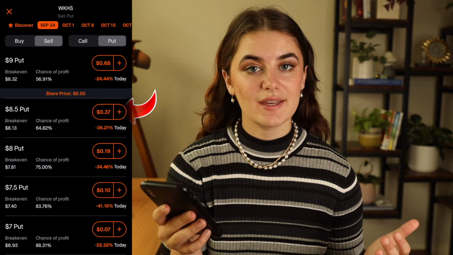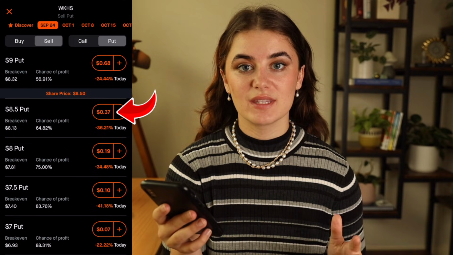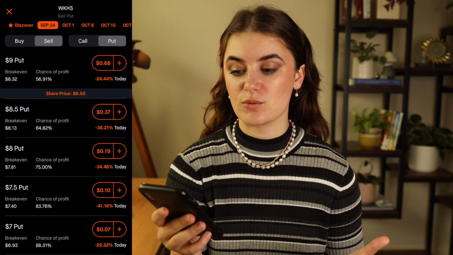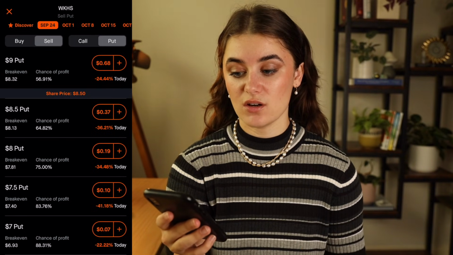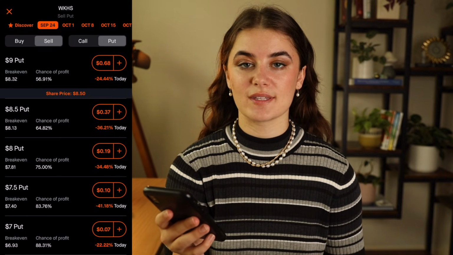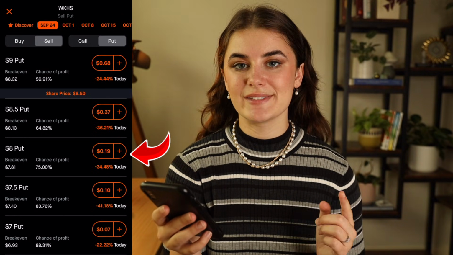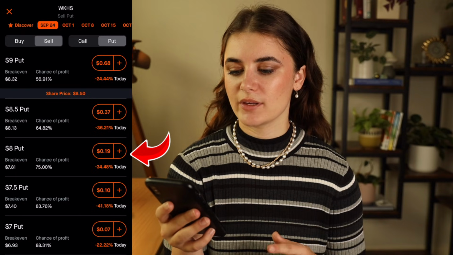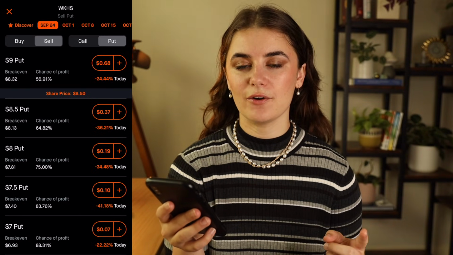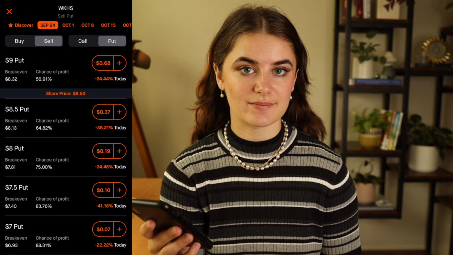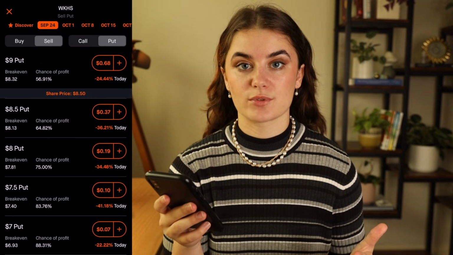And the number on the right is what we call the options premium. This number multiplied by 100, because each options contract is equal to 100 shares of the underlying stock, is what we're actually paid for selling the put option. So in the case of this $8 option, the premium is 19 cents. So if we multiply that number by 100, the amount of cash we will receive up front for selling the contract is $19. Each of these rows here are separate options contracts.